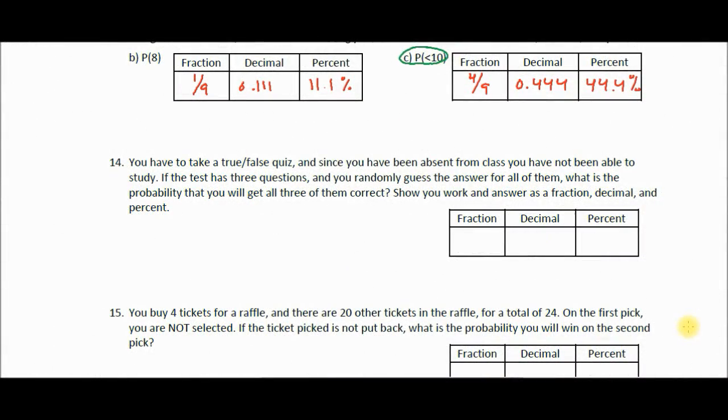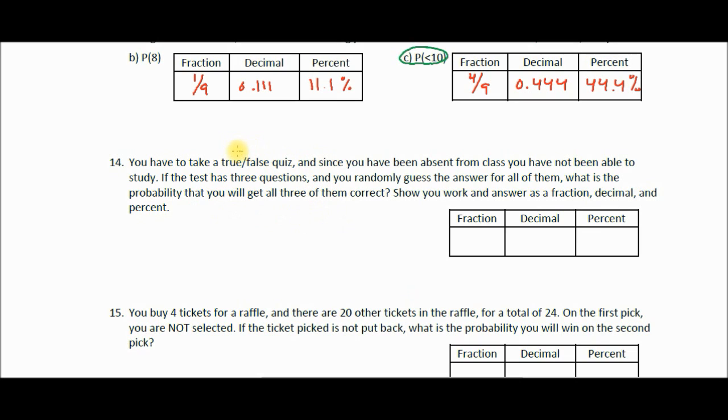We're going to continue on with our test review sheet number 1 for our Unit 6 probability, question number 14. You have to take a true-false quiz, and since you have been absent from class, you have not been able to study. If the test has 3 questions and you randomly guess the answer for all of them, what is the probability that you will get all 3 of them correct? Show your work and answer as a fraction, decimal, and a percent.